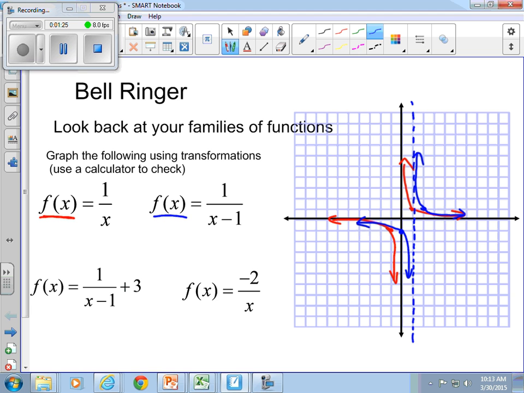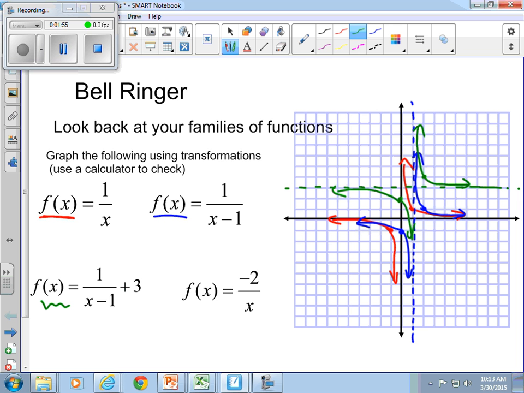Okay. What about the one that I'm going to make green? So right 1, which has already been done, and then up 3. I'm going to draw a horizontal asymptote there. I'm moving it up 3. Okay, any questions so far?